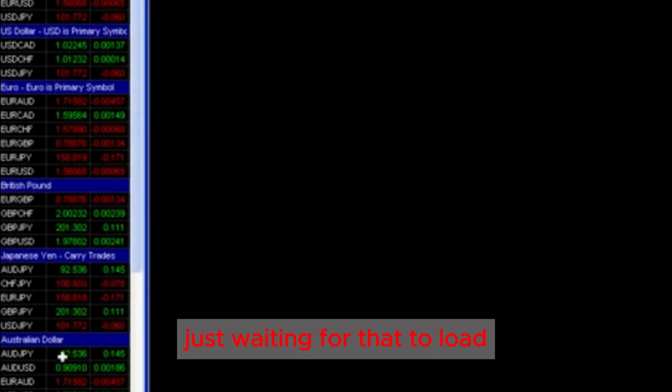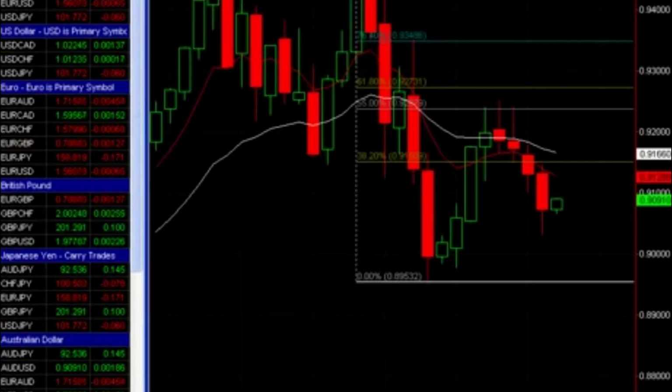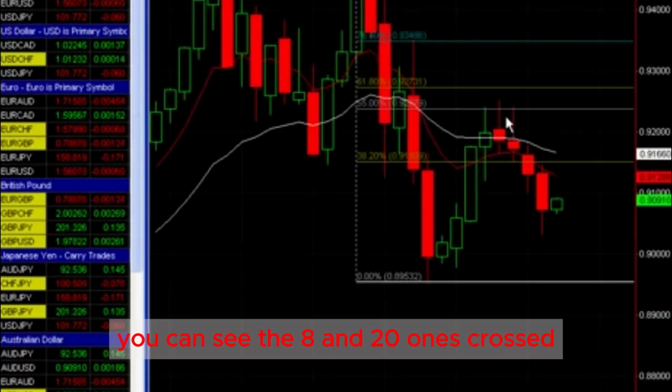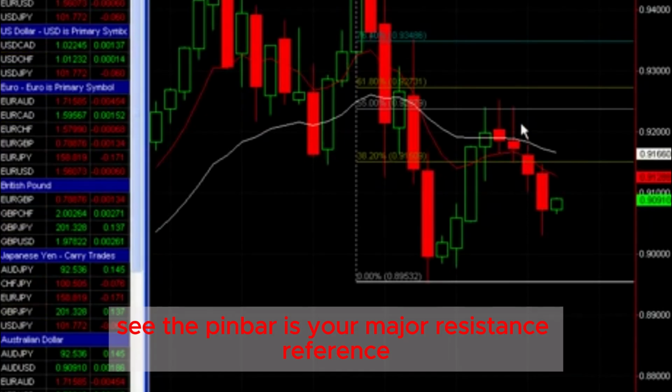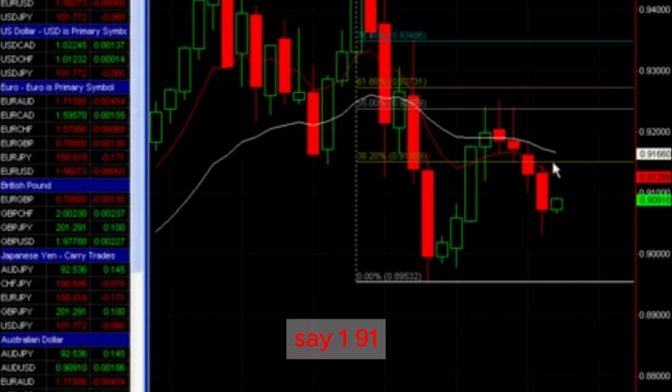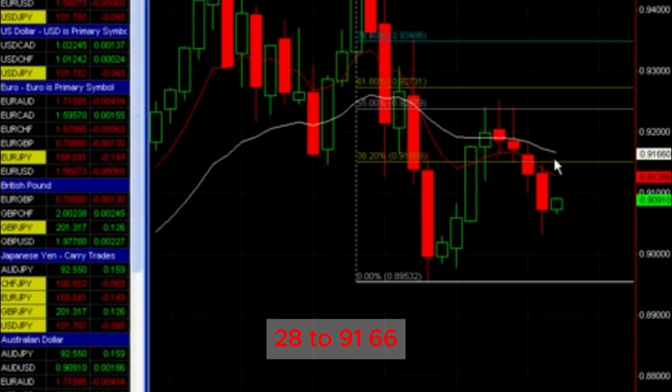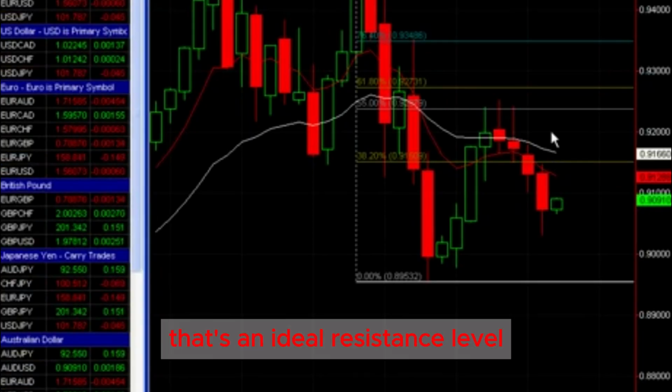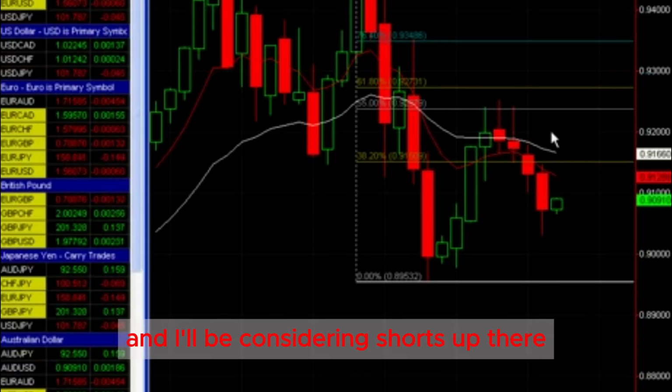Just waiting for that to load. You can see the 8 and 21 have crossed. You can see the pin bar is your major resistance reference. So if it was to rotate up into this resistance area, say 91.28 to 91.66, that's an ideal resistance level, and I will be considering shorts up there.